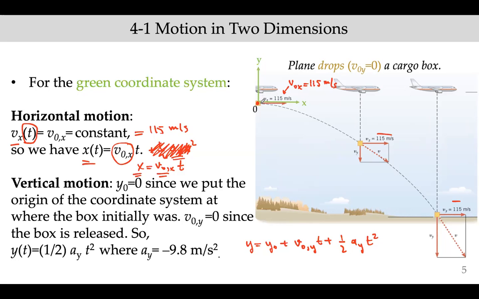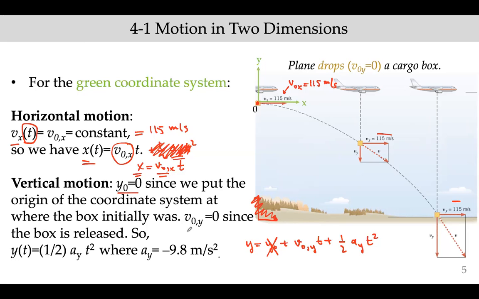Now, this is already the origin, so there is no y0, right? So this is 0, as I mentioned here. y0 is 0 since we put the origin of the coordinate system where the box initially was. If you put your coordinate system here, though, then this y0 would be this height. But I'm not really choosing this. So that's actually why I put my coordinate system here, so that I don't have to deal with y0.